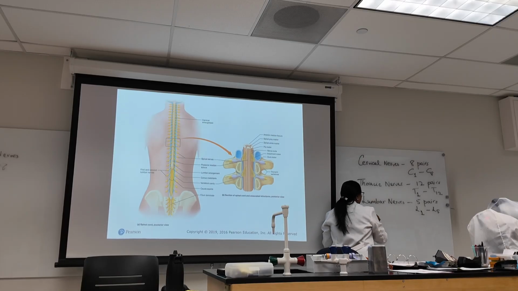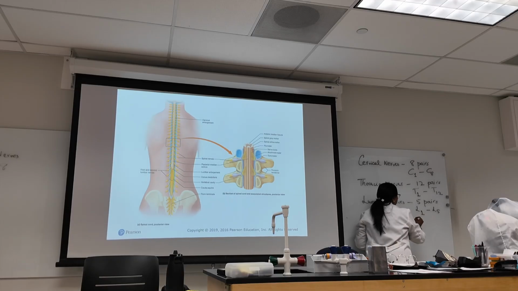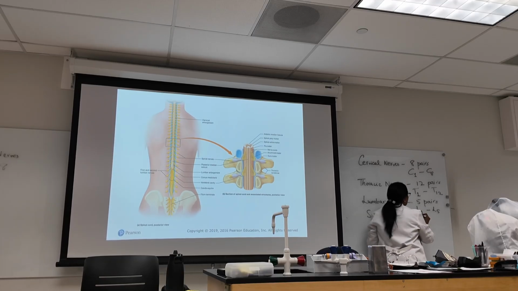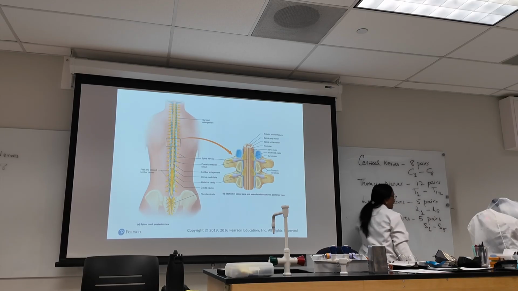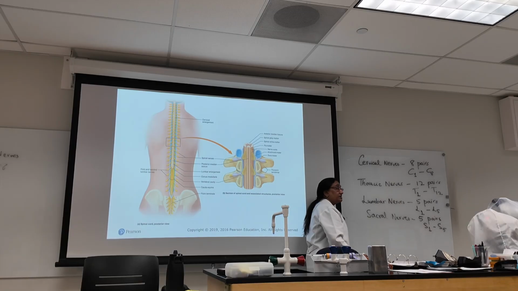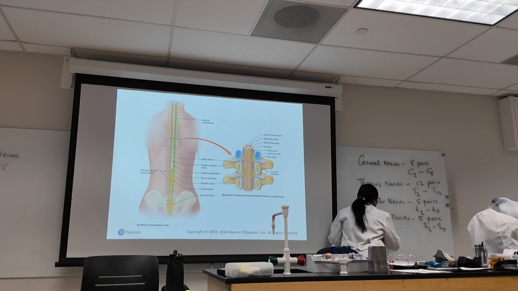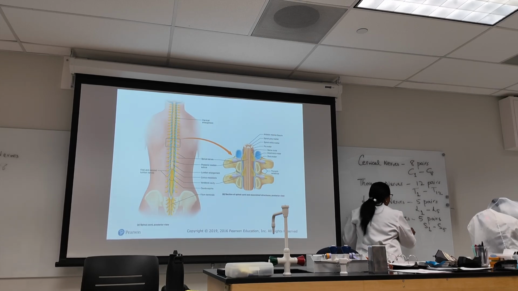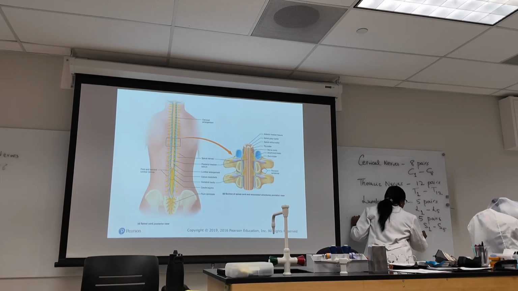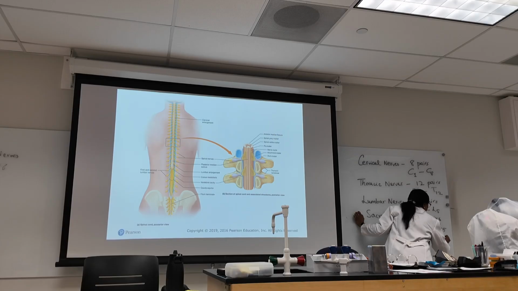Then sacral nerves. Again, sacrum is a combination of 5 vertebrae. So we have 5 pairs of sacral nerves, S1 to S5. And then the coccygeal bone, the tailbone, although it is a fusion of 4 tiny vertebrae, we only have 1 nerve, the coccygeal nerve, 1 pair, CO1.